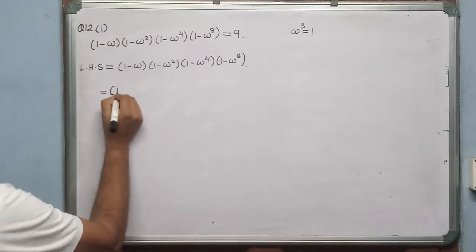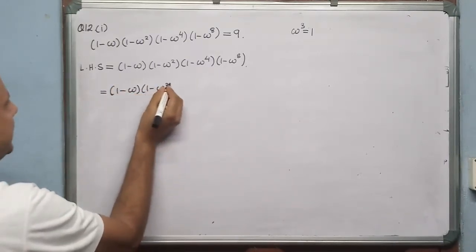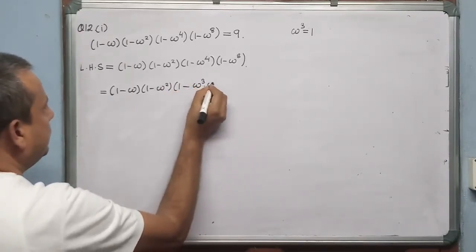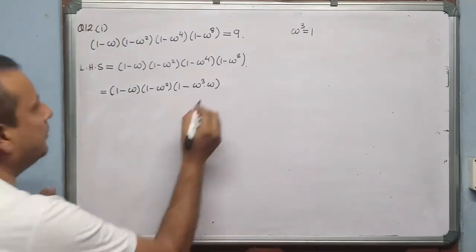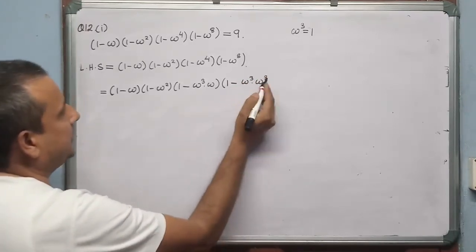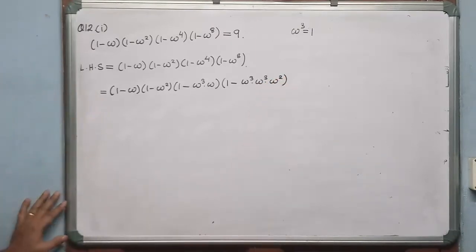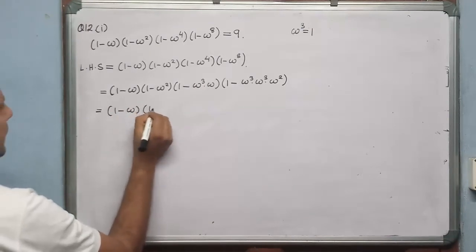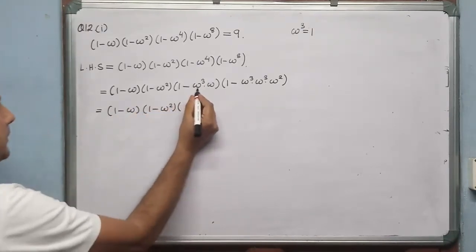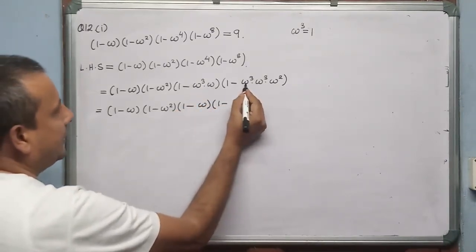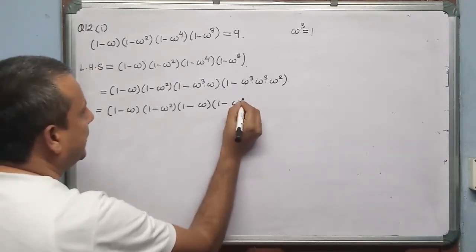Now we'll write (1 minus omega square), then 1 minus omega to the power 4, which we can write as omega cubed into omega. Similarly, omega to the power 8 is omega cubed into omega cubed, 3 plus 3, 6, into omega square. You can write it this way. Now I'll use the value: (1 minus omega)(1 minus omega square). The value of omega cube is 1. That is 1 minus 1 into omega is omega, into 1 minus omega square. 1 into 1 is 1, 1 into omega square is omega square.